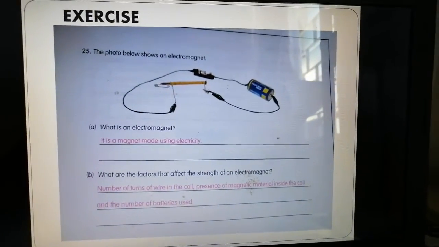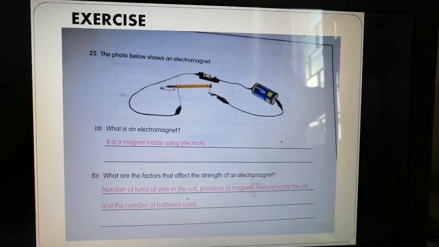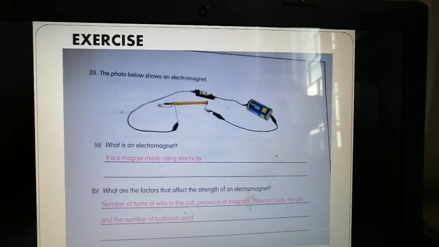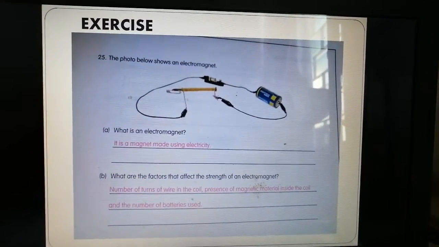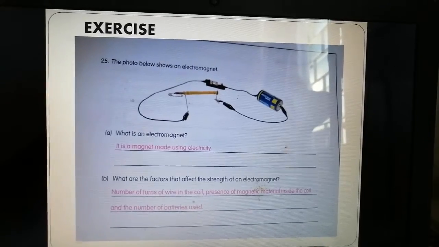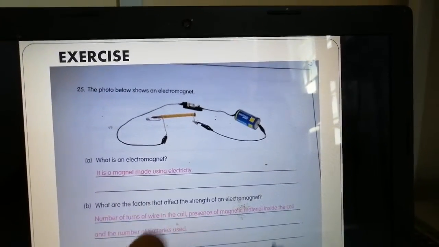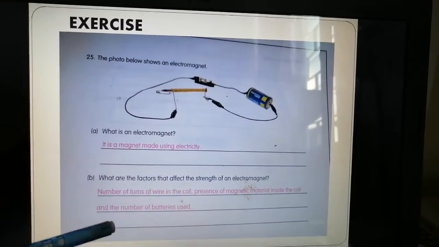So the answer is, what is an electromagnet? It is a magnet made using electricity, or another answer is a temporary magnet with the presence of electric current. B: what are the factors that affect the strength of an electromagnet? Number of turns of wire, presence of magnetic material inside the coil or length of the core, and the number of batteries used.